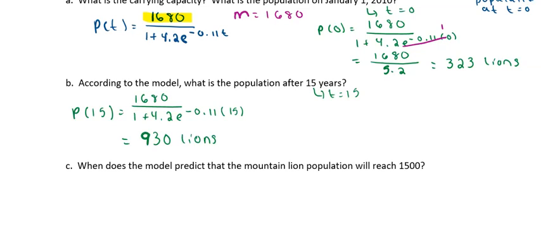Let's try part C. When does the model predict that the mountain lion population will reach 1,500?